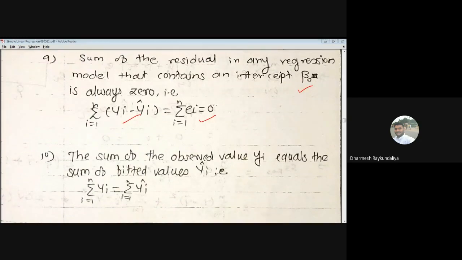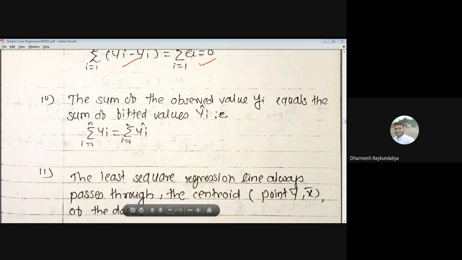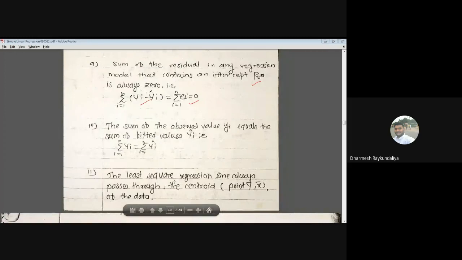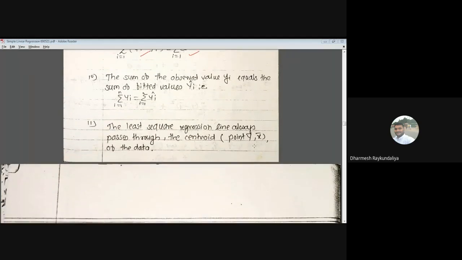And because this is 0, summation yi equals summation yi cap. That means the sum of the observed values is always equal to the sum of the fitted values. And the least squares regression line always passes through the center point, y bar and x bar. So whatever regression line you fit, it always passes through y bar and x bar.